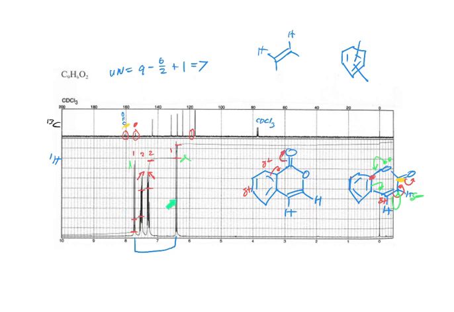This one here and this one here. So I think that this is the correct one. And I think if we count up, there's actually two under this peak here, if you count those carbons and stuff.